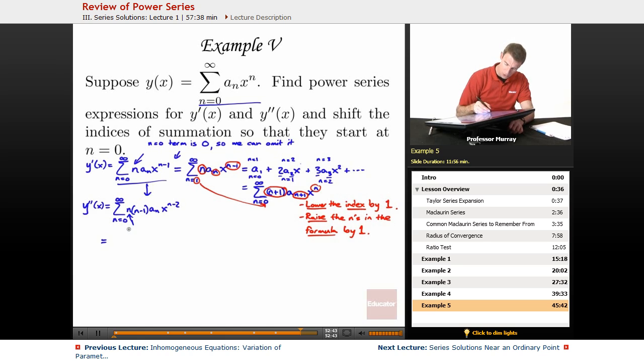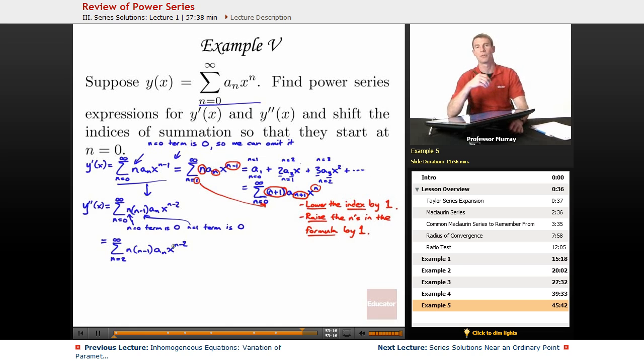And the n equals 0 term is 0. And because of that n minus 1, the n equals 1 term is also 0. So I can drop those two terms out and just start it at n equals 2. N equals 2 to infinity of n times n minus 1 times a sub n, x to the n minus 2. I'm not shifting the indices of summation yet. I'm just dropping off the first couple terms because I noticed that they're going to be 0.